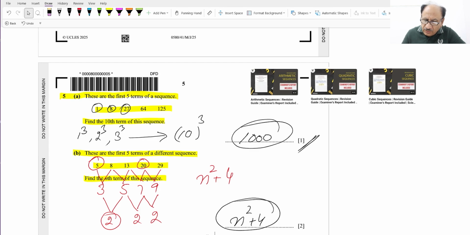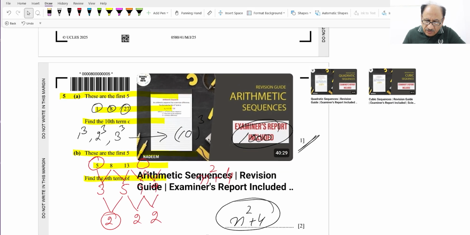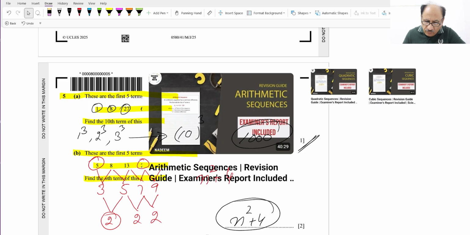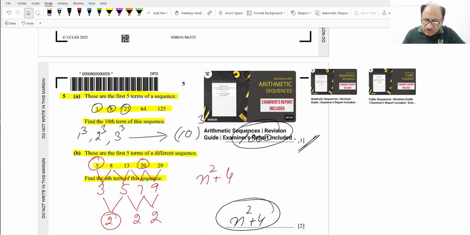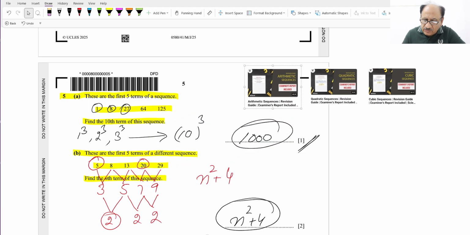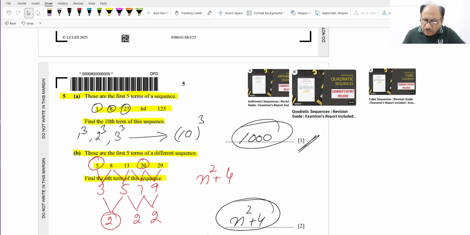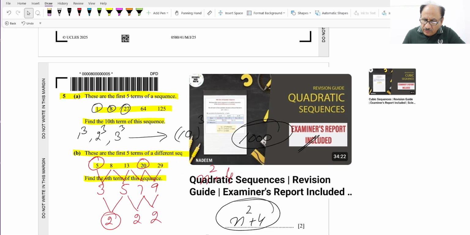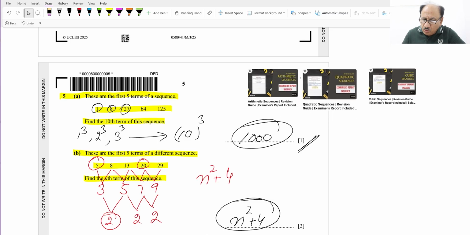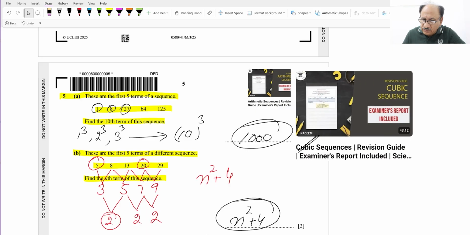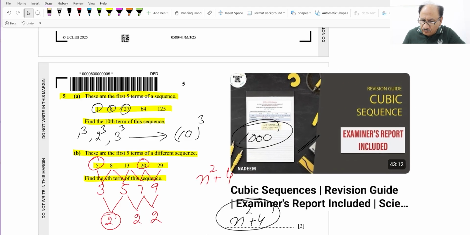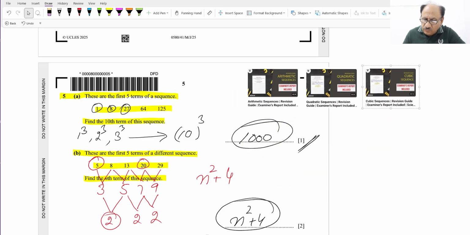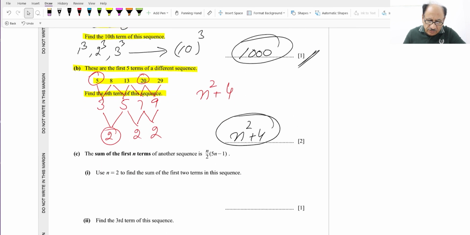Further, I will recommend you to watch through the videos which we have already uploaded. This one is arithmetic sequences. You can check from the playlist separate videos for arithmetic sequences and quadratic sequences also. And further, we have done cubic sequences also. So all three types of sequences you can check from the playlist and go through these videos. This will be very helpful for your understanding.